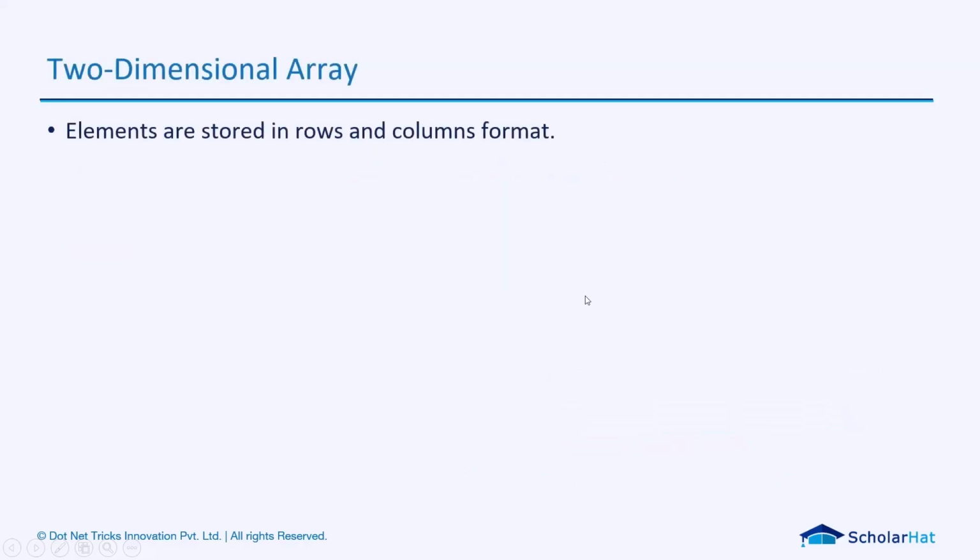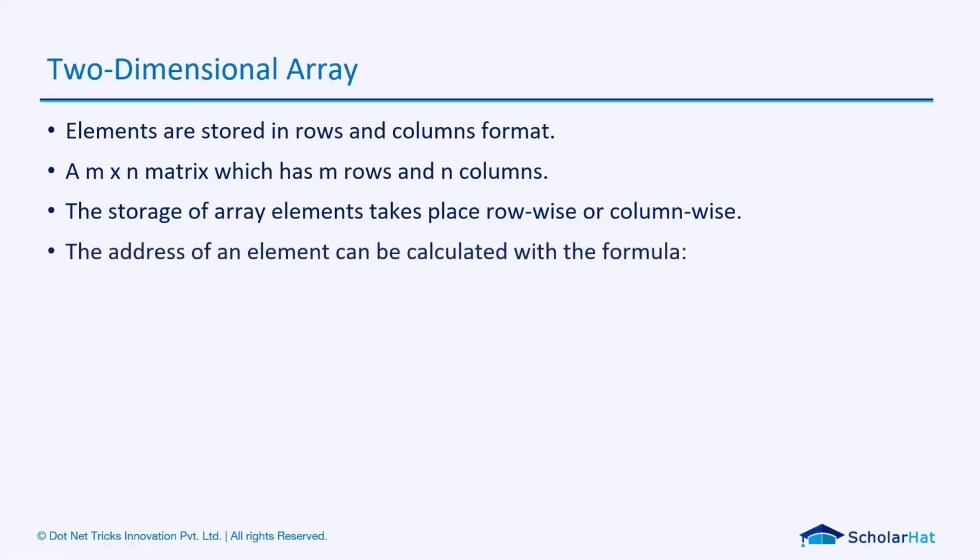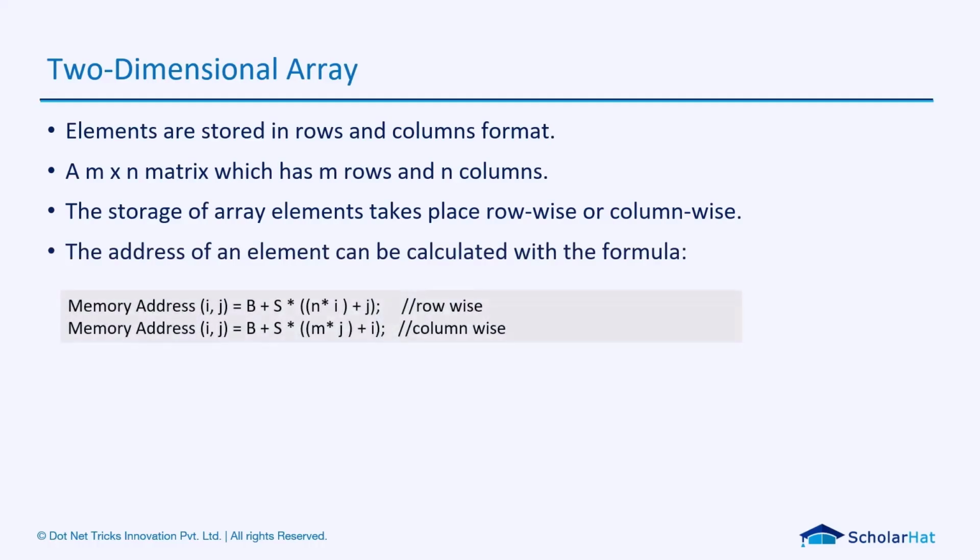Now, two-dimensional array, we'll give the overview and I'll come back to the two-dimensional array again. Alright, so elements are stored in rows and columns format. Here, if you see a matrix that is m cross n, which has m rows and n columns, the storage of an array takes place row wise and column wise. The address of an element can be calculated by the formula.